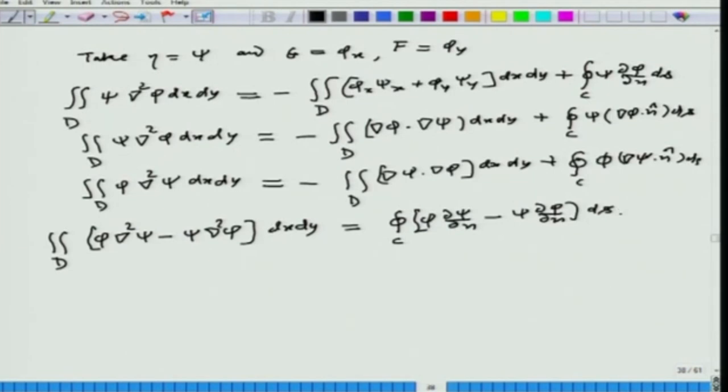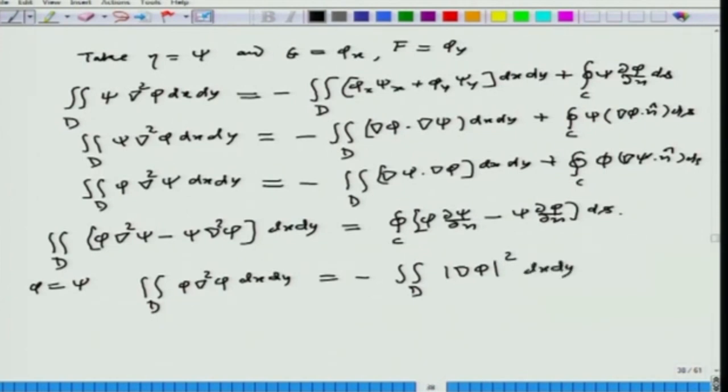So, this is one of the Green's identities expressed like this, and if we write phi equal to psi here, the dot product will give you the square of this thing. So, if we write phi equal to psi, we will have phi del square phi dx dy equal to minus the integral of mod del phi square plus the boundary integral of phi del phi by del n ds. So, there are various forms of identities obtained like this, by proper choice of eta and psi, or of f and g. We can see various forms of Green's identities.